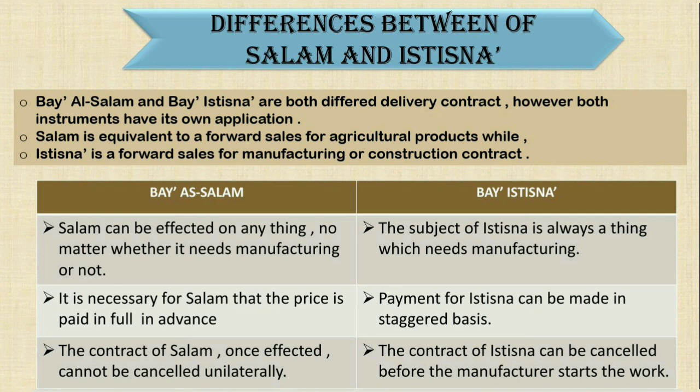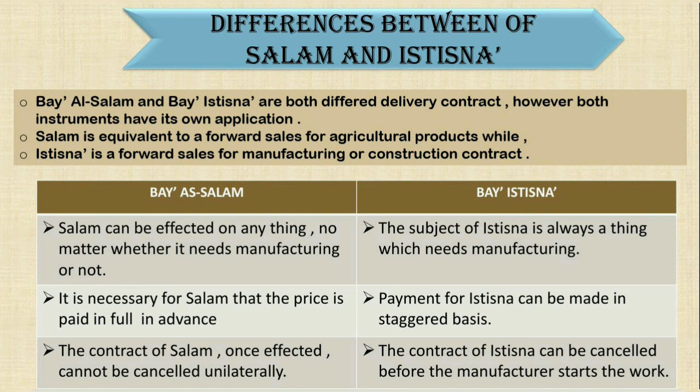Okay, bai' salam ni boleh dilakukan pada apa jua perkara, tidak kira ia perlukan pembuatan atau tidak. Manakala bai' istisna ni memerlukan pembuatan. Okay, so the second one for bai' as-salam is, it is necessary for salam that the price is paid in full in advance, while bai' istisna, payment for istisna can be made in staggered basis. Okay, so untuk salam ni, dia mesti bayar terlebih dahulu. Kalau istisna ni boleh bayar secara ansur-ansur atau berperingkat.